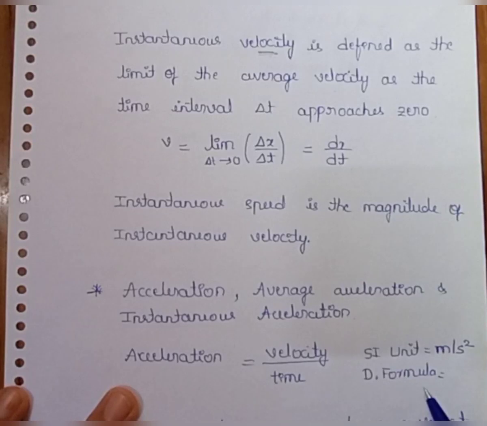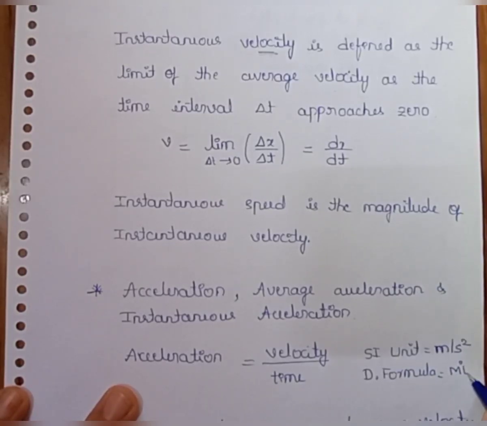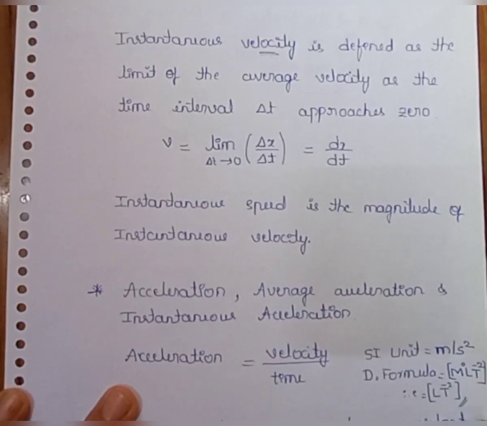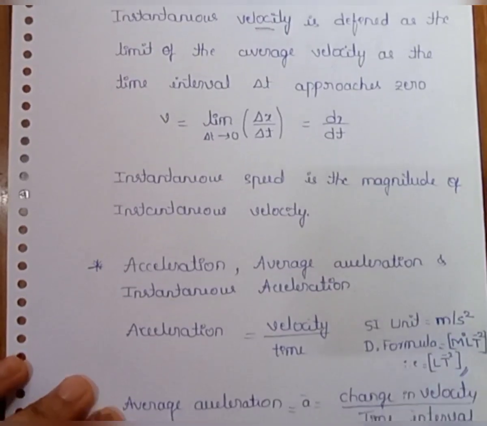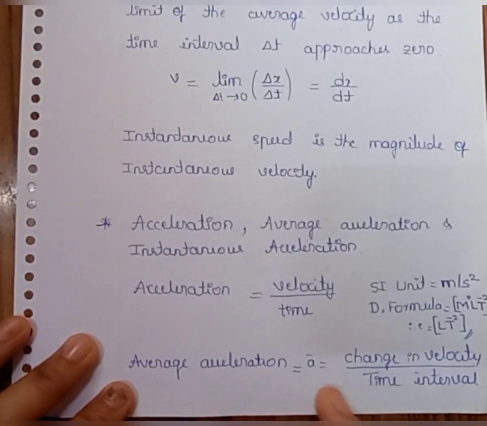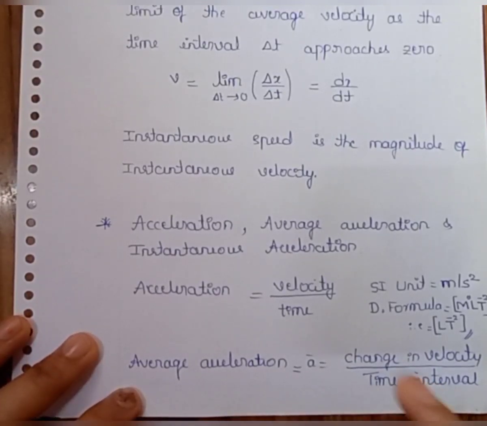And in a similar way, the dimensional formula is M^0 L T^-2. That is, L T^-2 is the dimensional formula for acceleration. Next concept is average acceleration. Then what do you mean by average acceleration? It is change in velocity divided by time interval.